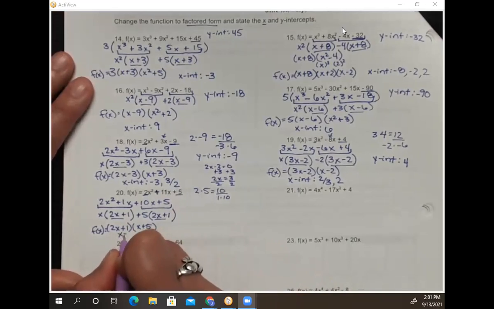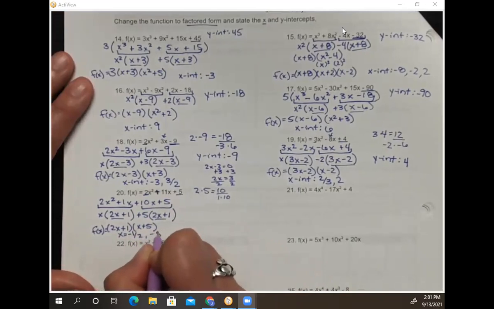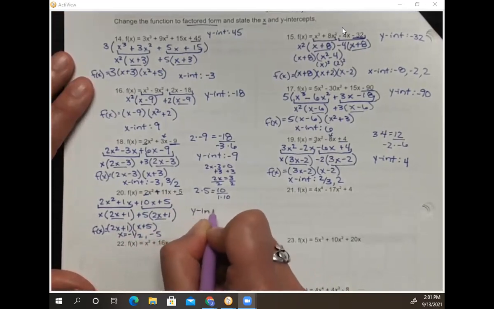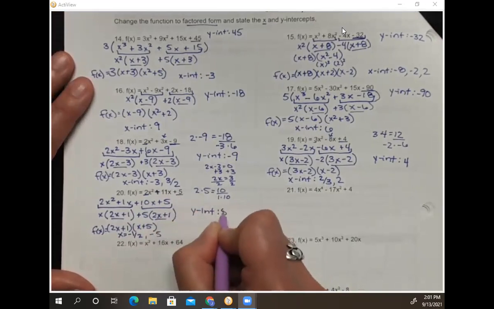Okay, x-intercepts here would be -1/2 and -5. My y-intercept here would be +5.